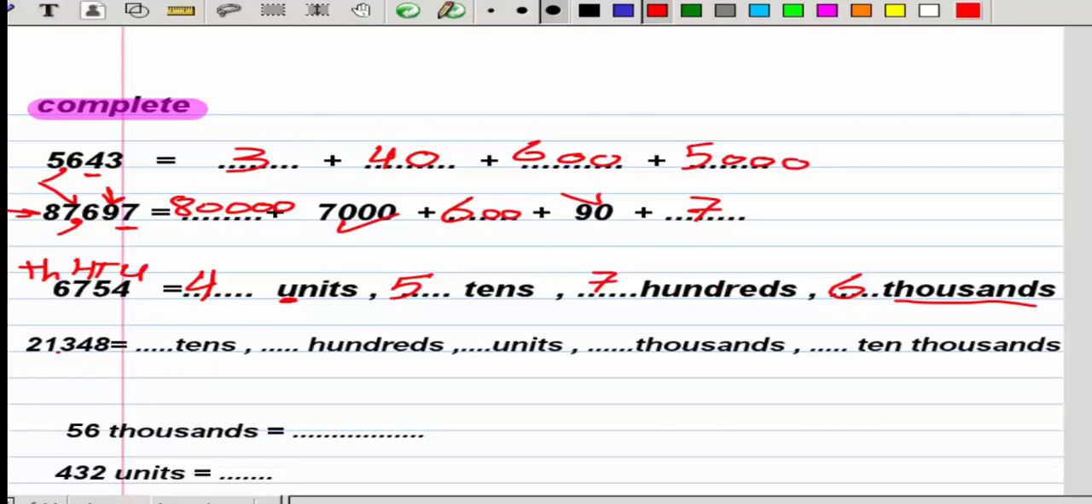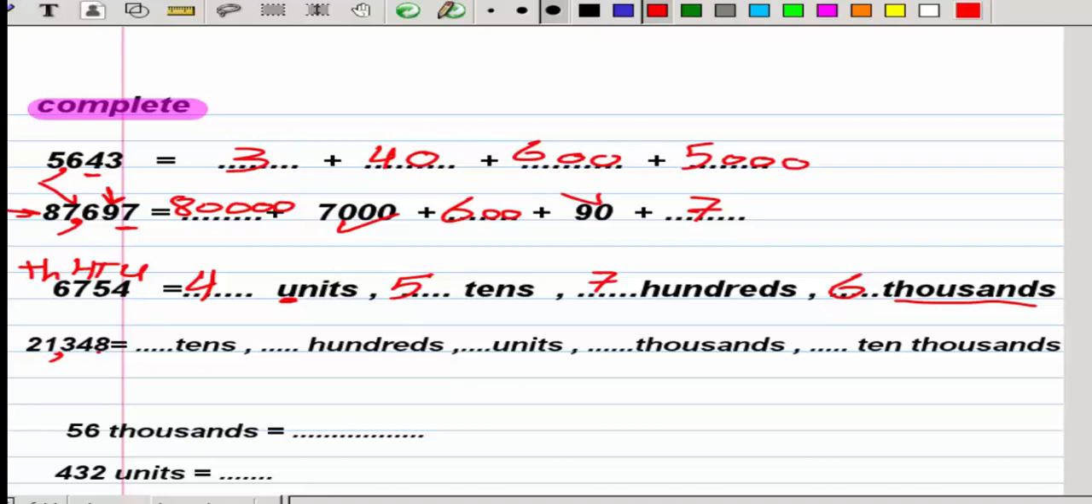The next, we have 5 digits here, so we can say 21,348. Here he talked about tens. Where is tens here? We said before, units, tens, hundreds, thousands, 10,000. Again, 8 units, 4 tens, 3 hundreds, 1 thousands, 2 it will be 10,000.